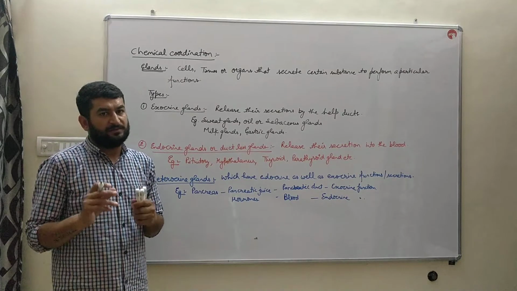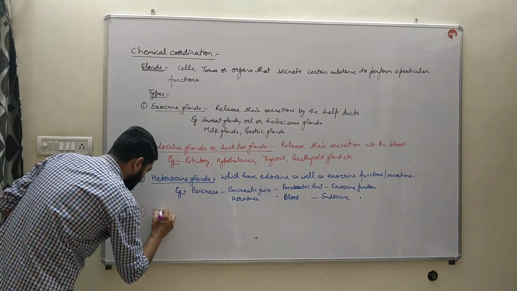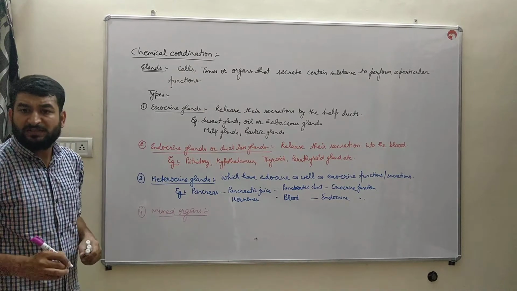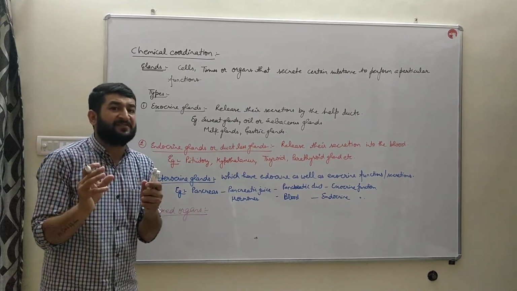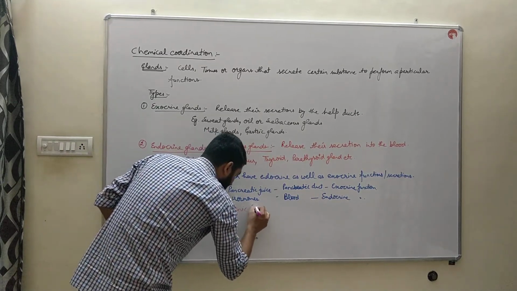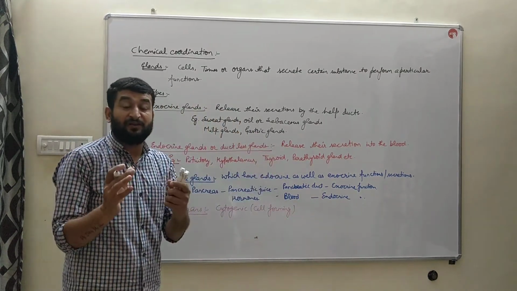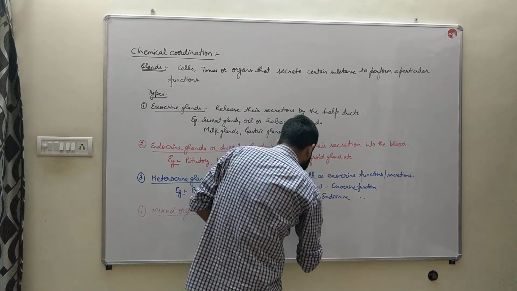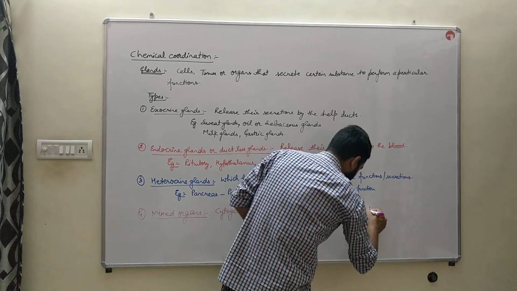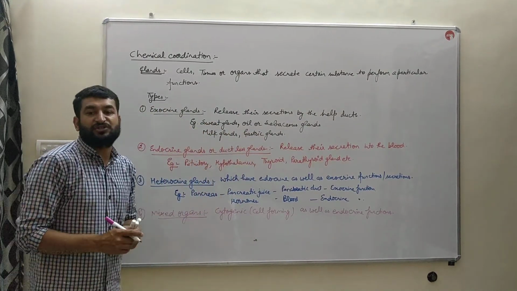The fourth thing which we discuss under the glands is mixed organs. What are mixed organs? The specific glands, the specific structures which release a cytogenic secretion, that means cell-forming function. They release certain kinds of cells, as well as they perform endocrine functions. Those organs or glands are known as mixed organs.